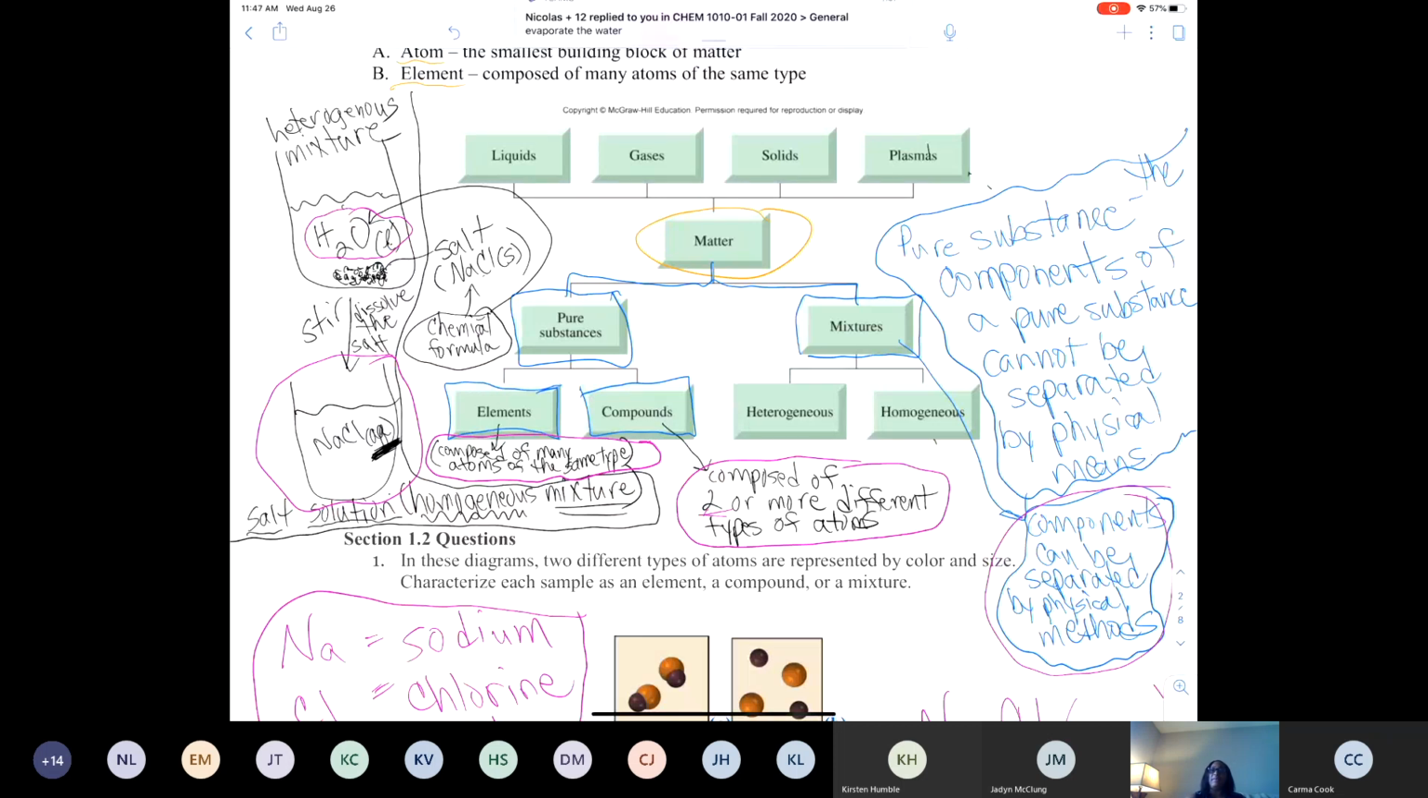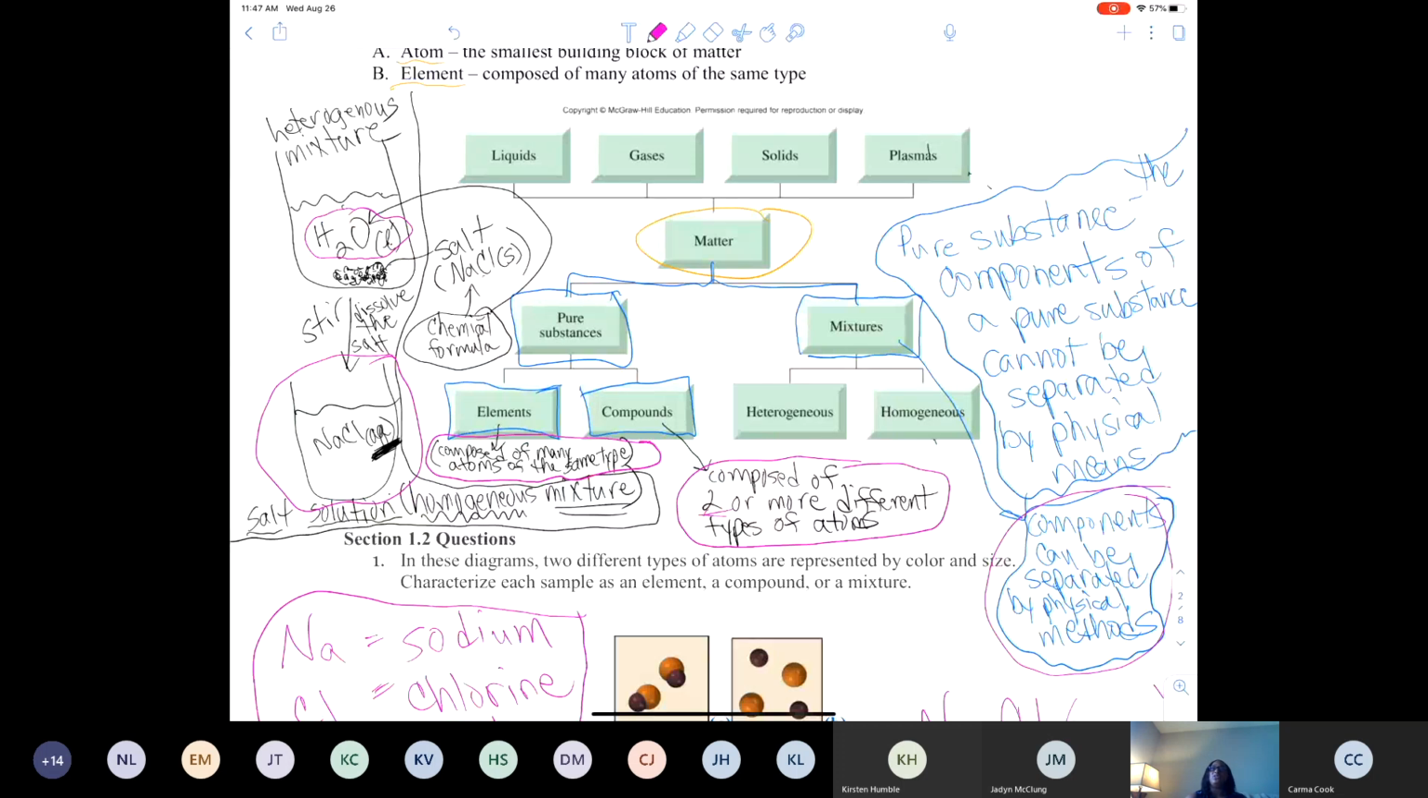Evaporate the water, Nicholas. Very good. We can put the salt water in a pan, put it on the stove, boil it. The water will evaporate. The salt will be left in the pan. Very good. So those are two physical methods that we can use to separate the components of this mixture.